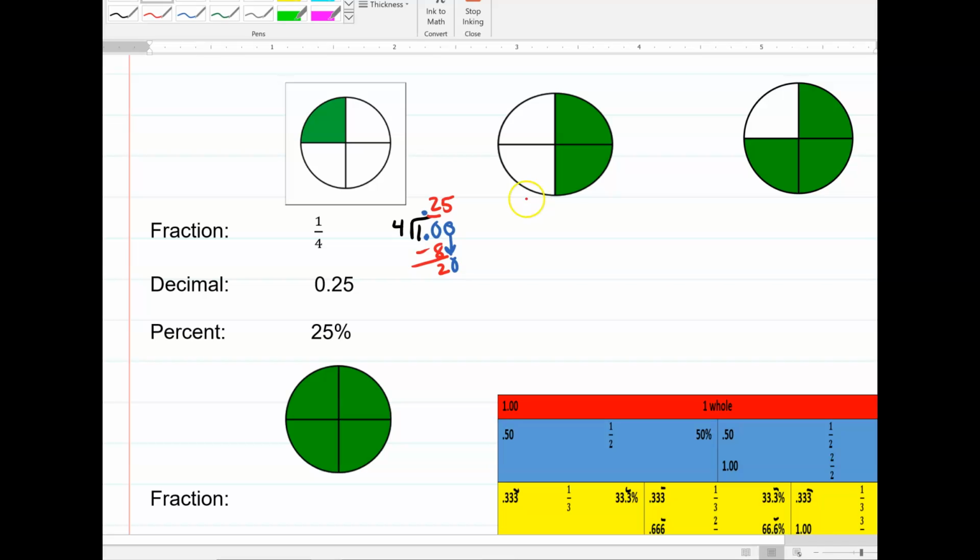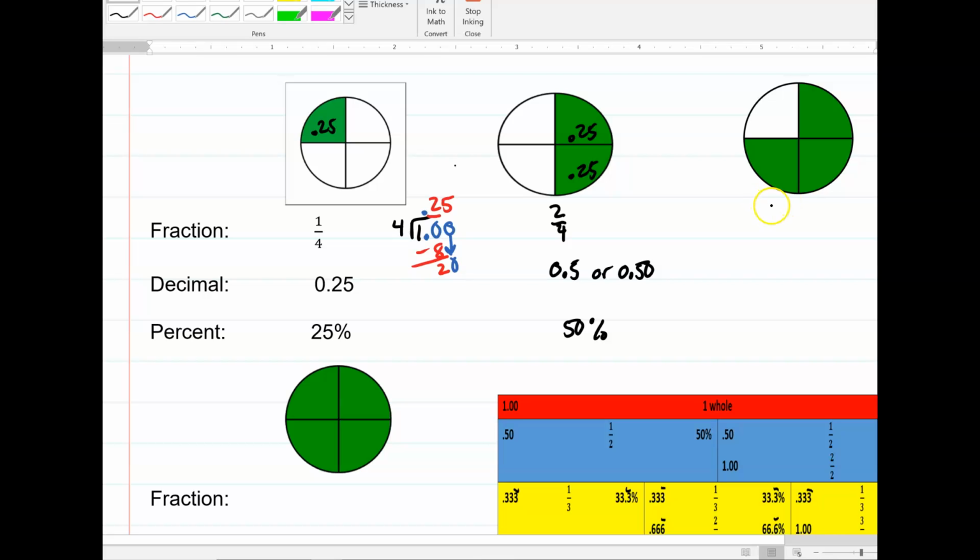Here's 2/4. Wait a second. I know what 2/4 is. 2/4 should just be 0.50, right? Or 0.5. We just did that. And that's 50%. Hopefully you'll notice, wait a second, if this is 0.25 and this is 0.25, then this should also just be 0.25. Hence, if I put both of those together, 2/4 together, that's 50 cents, right?